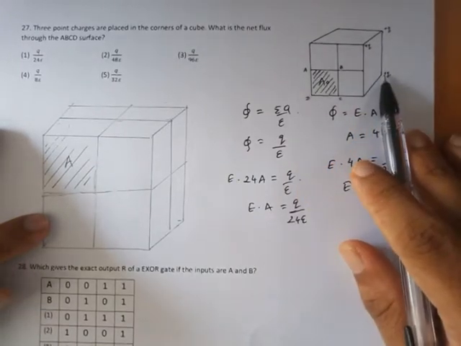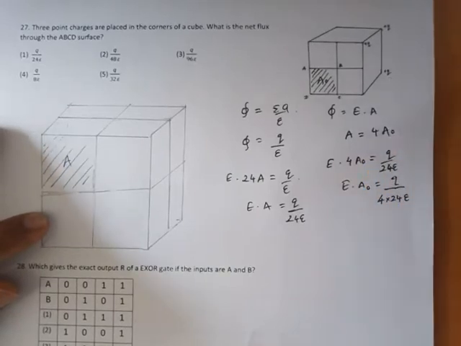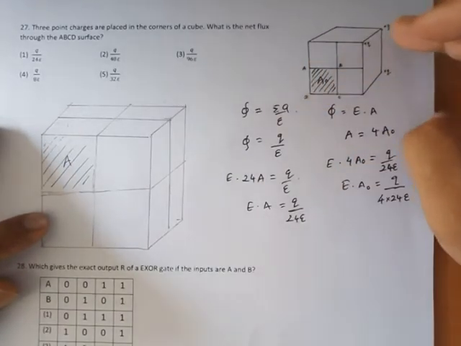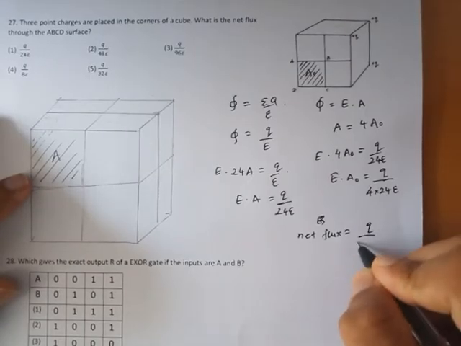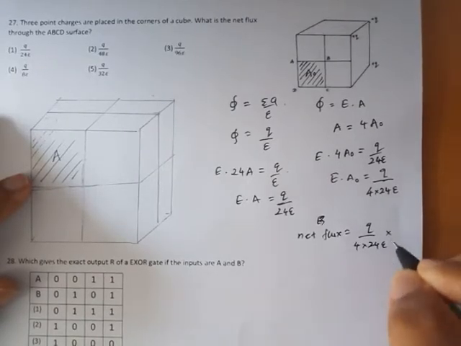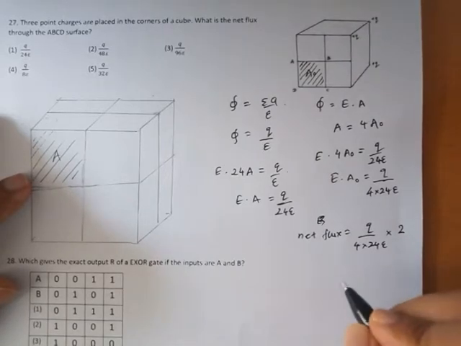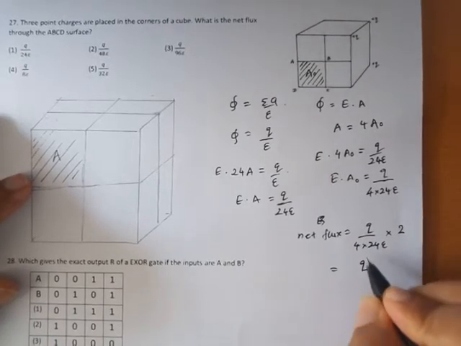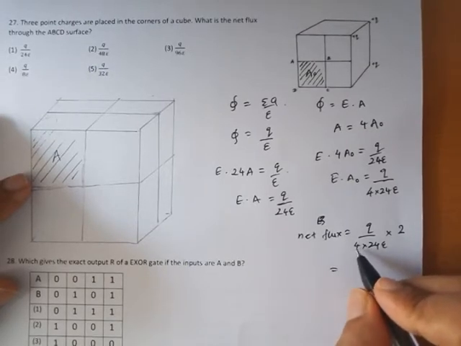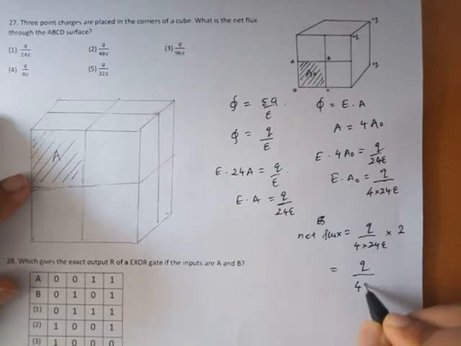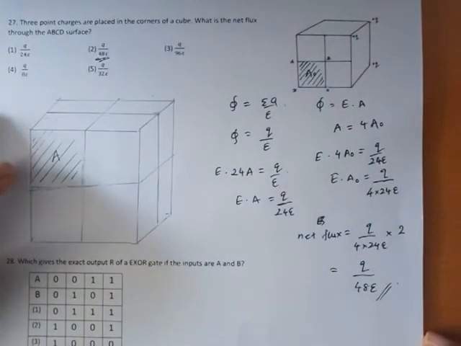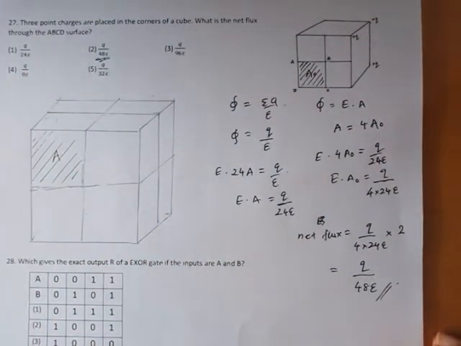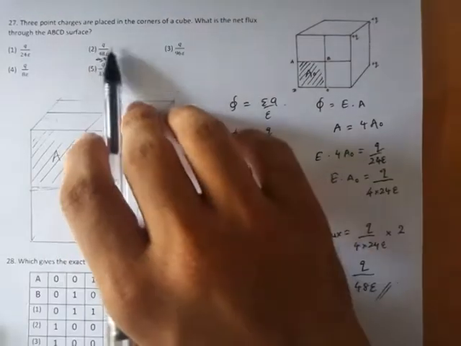Now we have another charge, and that's also the same value, therefore the flux is twice this value. So we can write the net flux equals q over 4 times 24 epsilon times 2, so 2 and 4 cancel, which equals q over 48 epsilon. So that's the net flux, so the answer is the second one. And actually speaking, this is not the exact value, this is the most approximately close value.